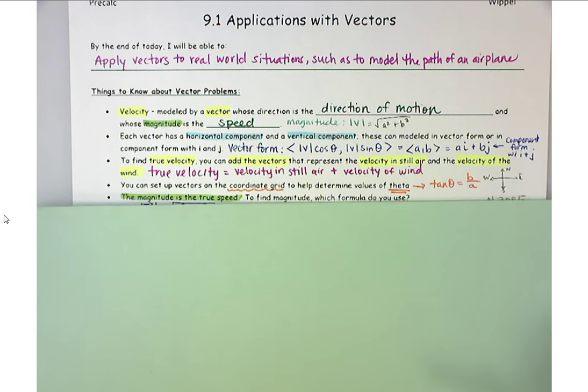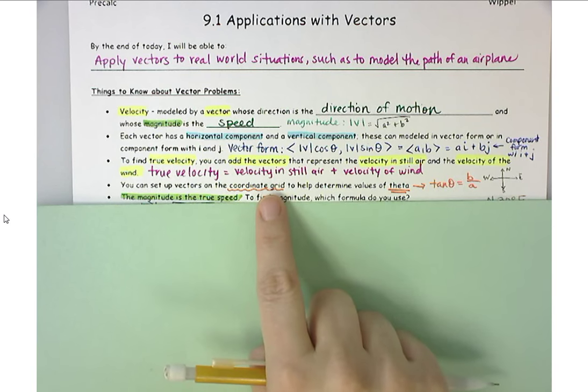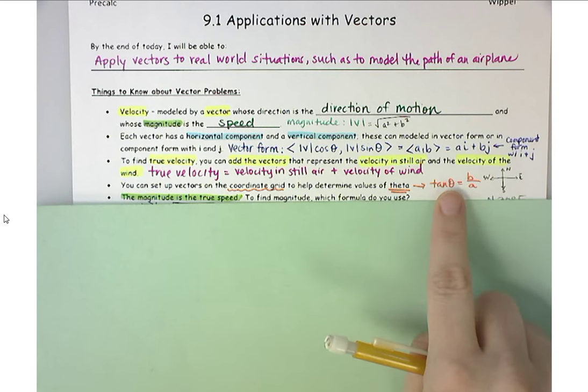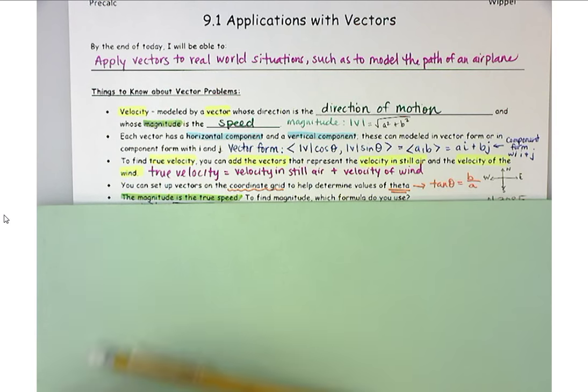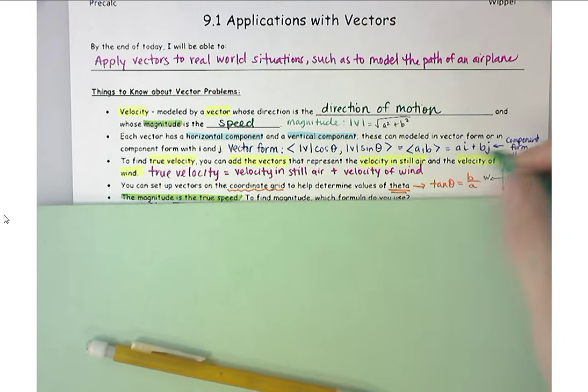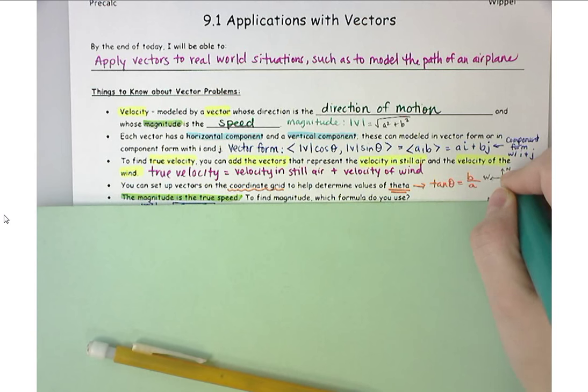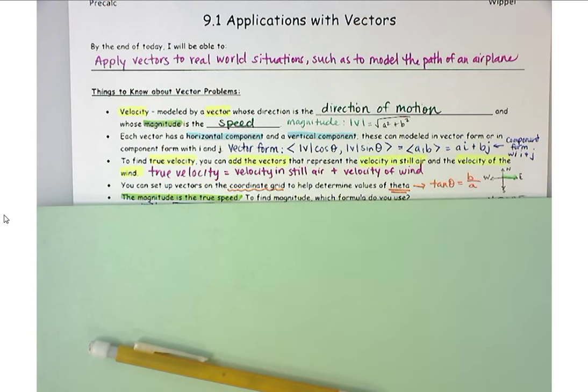So you can set up your vectors on the coordinate grid, and that's going to help you determine what values of theta are. Remember, to find theta, we use the tangent of b over a. When you are finding theta, you are always going to start at the terminal side, and the terminal side is something that you did in Algebra 2, and we've also done it this year. Whenever you're finding theta, you're always starting at the terminal side, which in this case, if you're thinking in terms of direction, is going to be the east side.